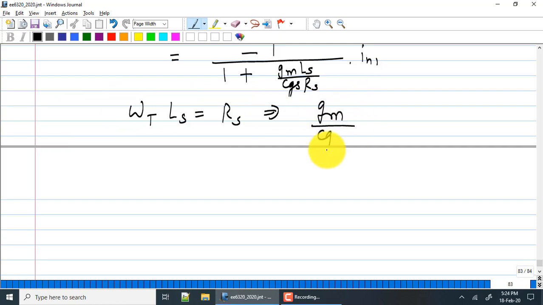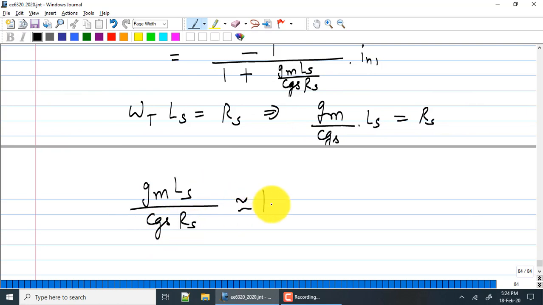GM, we said that omega t is approximately GM by CGS. So which means GMLS by CGSRS is equal to 1. Make sense? So which means ISCN is minus IN by 2. Is okay? Half the current from the transistor flows through the output.